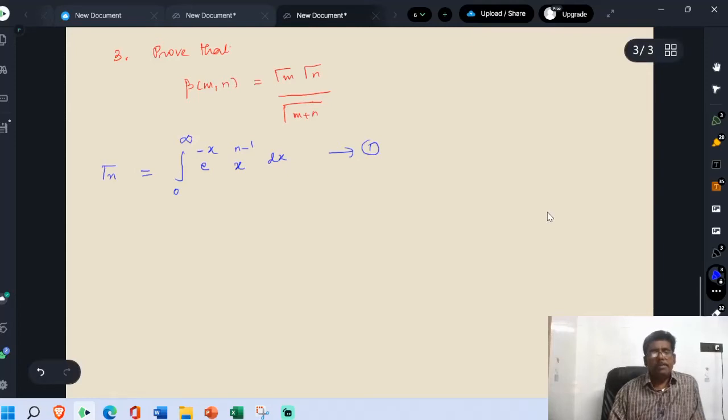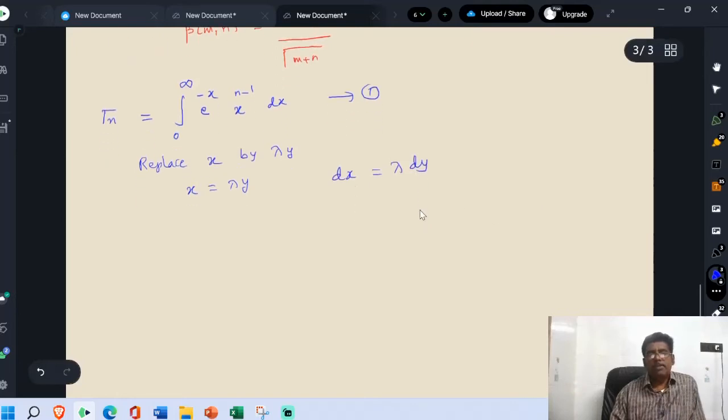Now replace x by lambda y, which means x equals lambda y. Substitute the value of x as lambda y. If x equals lambda y, dx equals lambda into dy. Now substitute these values in equation 1.